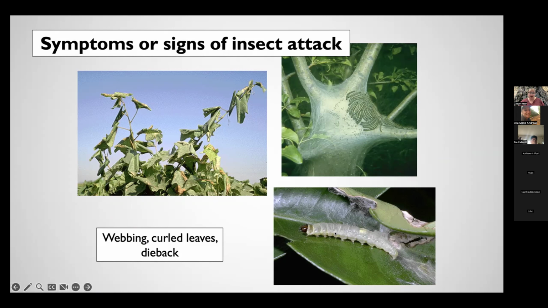Here is the larva. This was a leaf that had been rolled, and you can see the webbing inside that they used to roll the leaf. And so this is indicative of you're dealing with a leaf roller larvae.